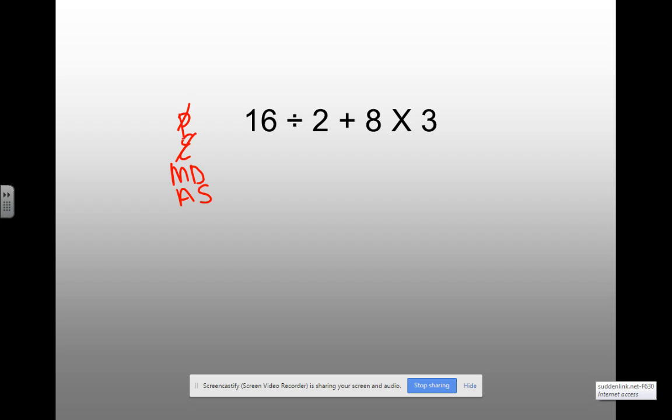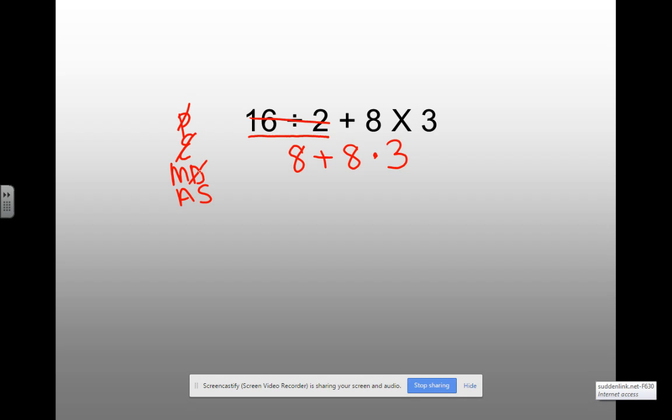Now in this problem, I'm going to look left to right. When I look left to right, the division is what comes first. So I have to do the division first in this problem. 16 divided by 2 is 8. Mark it out and bring everything else down.